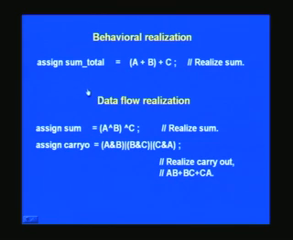Another method of realizing the same full adder needs two statements. One is for the majority logic realization, which you have already seen earlier. It is an ORing of AB, BC and CA, assigned to carry out. And sum is nothing but, as I said, 2-input exclusive OR used two times. That is called data flow realization, and this will be helpful while pipelining your design, and we will see more about pipelining later on.